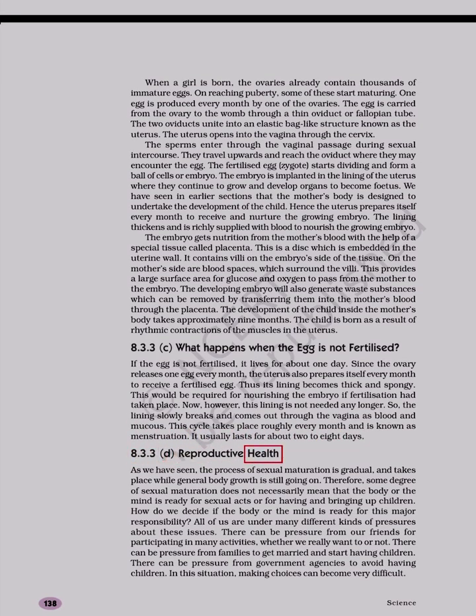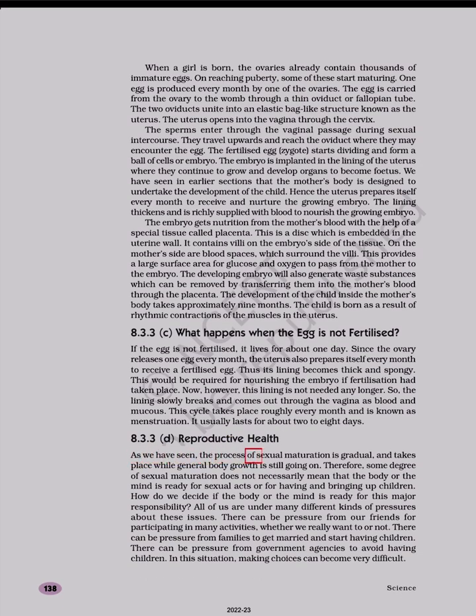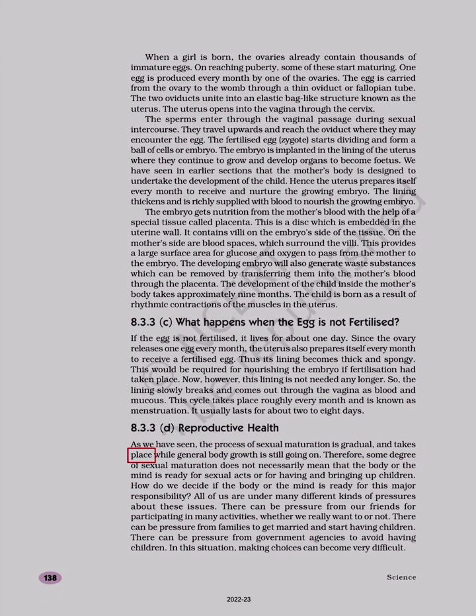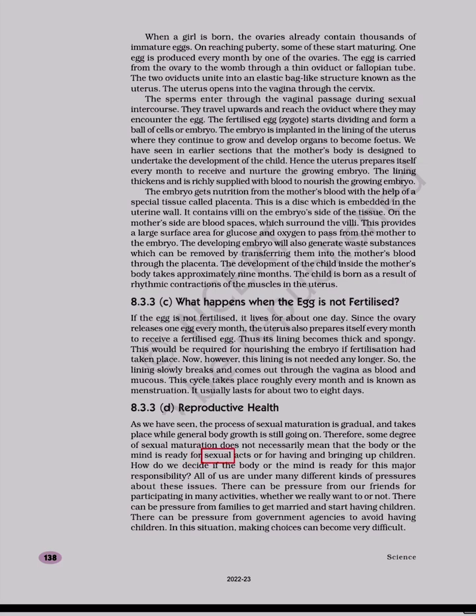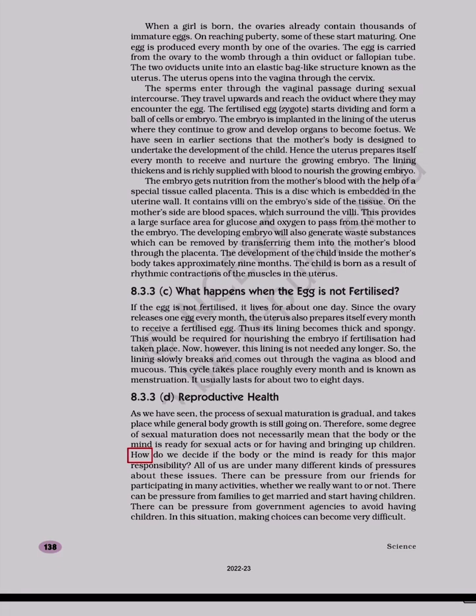8.3.3d Reproductive health. As we have seen, the process of sexual maturation is gradual and takes place while general body growth is still going on. Therefore, some degree of sexual maturation does not necessarily mean that the body or the mind is ready for sexual acts or for having and bringing up children. How do we decide if the body or the mind is ready for this major responsibility?